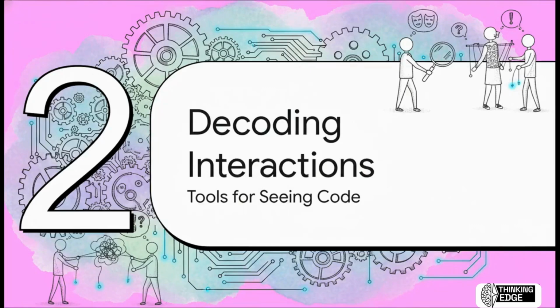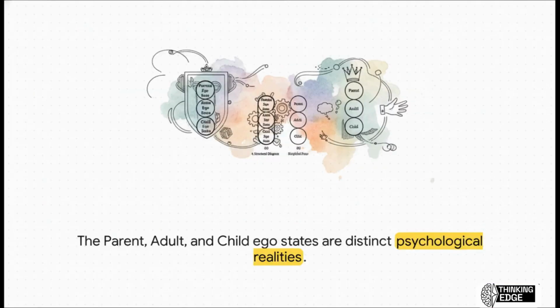Okay, so now we know the basic terms, but let's get to the good stuff, the practical tools. How do we actually start seeing these games in the wild? This is where transactional analysis gets really, really cool. Berne's big idea was this. You don't just have one single personality. Instead, all of us are constantly shifting between three totally distinct psychological modes, or ego states. You've got the parent, the adult, and the child. And these aren't just cute metaphors. You can actually see and hear them when you know what to look for.